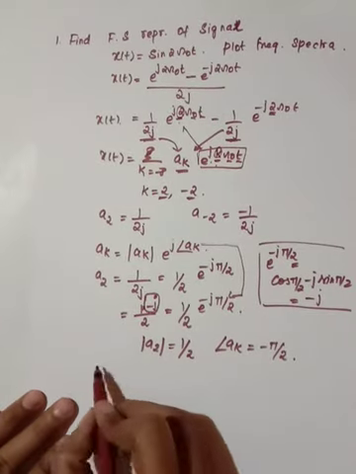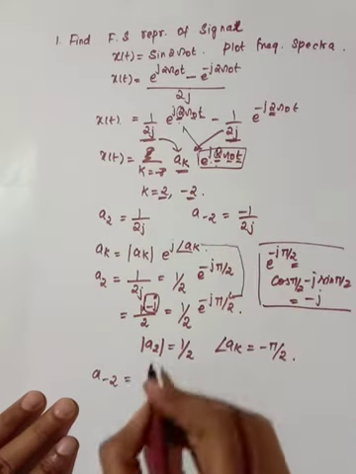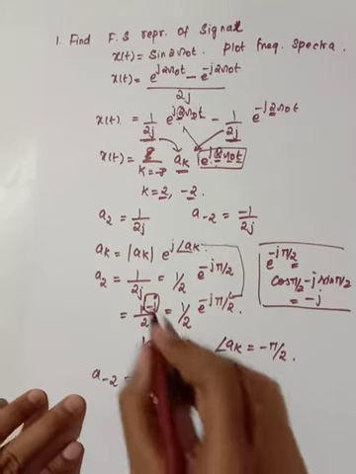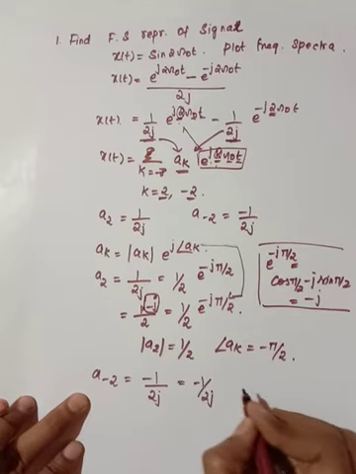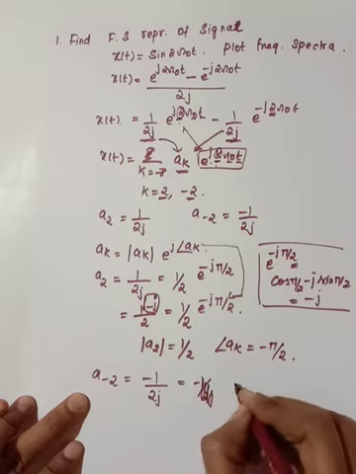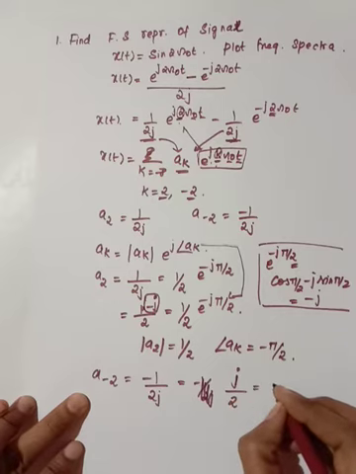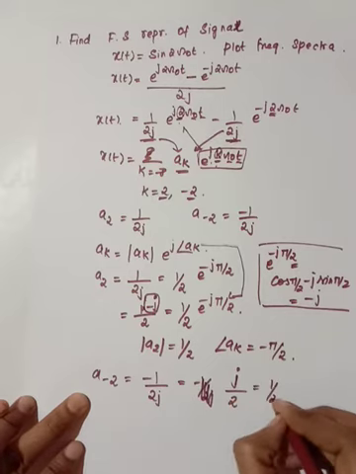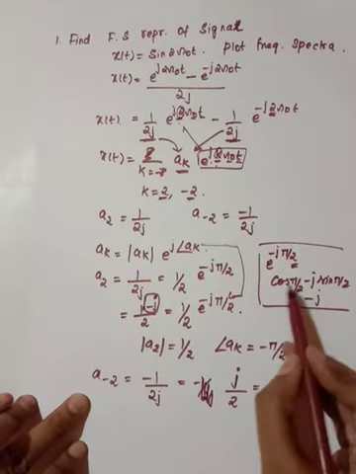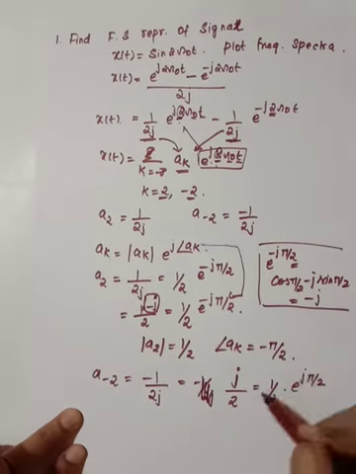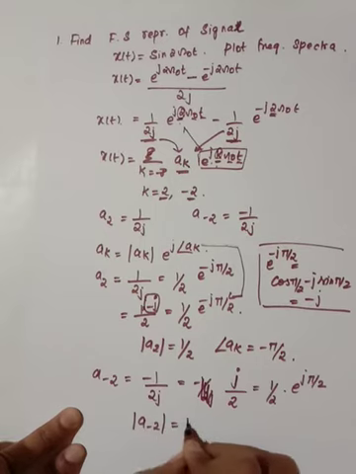The next one is a minus 2. A minus 2 is nothing but minus 1/2j. Similarly, I am going to represent this. This can be represented as minus 1/2j, so I am going to write j in the numerator: j/2. So this can be written as 1/2 e^(jπ/2). So e^(jπ/2) is cos π/2 plus j sin π/2, you will get j. So now the magnitude of a minus 2 is 1/2.